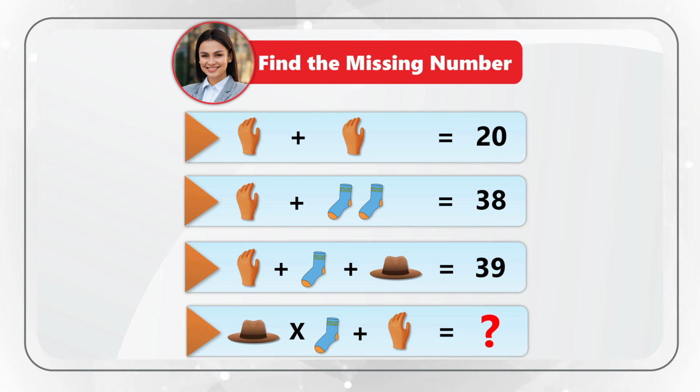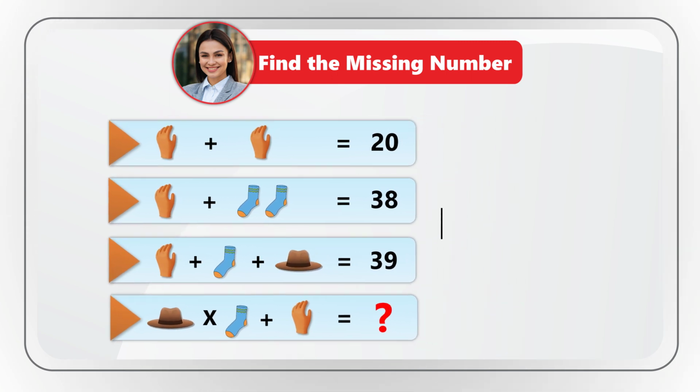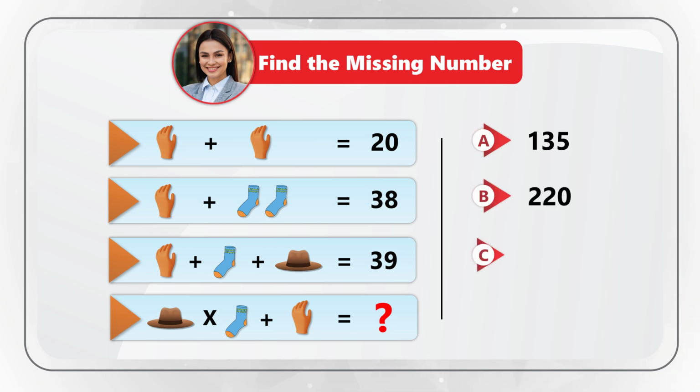You need to calculate and select out of 4 different choices. Choice A, 135. Choice B, 220. Choice C, 165. And choice D, 360.